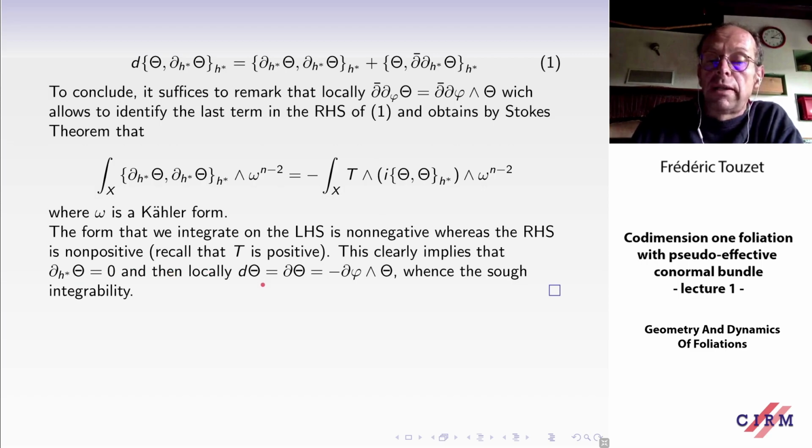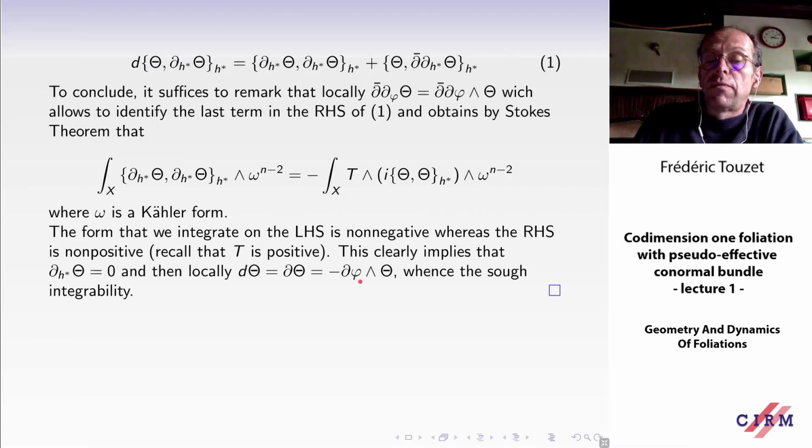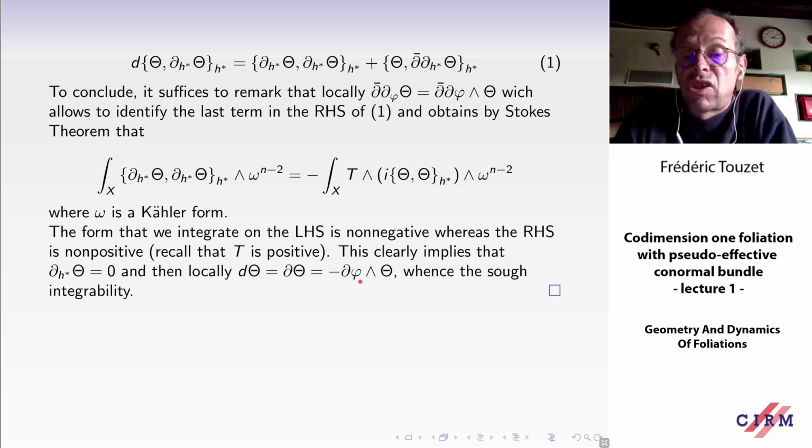Which reads locally as saying that the partial derivative d theta is equal to minus d phi wedge theta, okay? And when forming the wedge product theta wedge d theta, of course, it automatically implies that theta defines an integrable distribution.